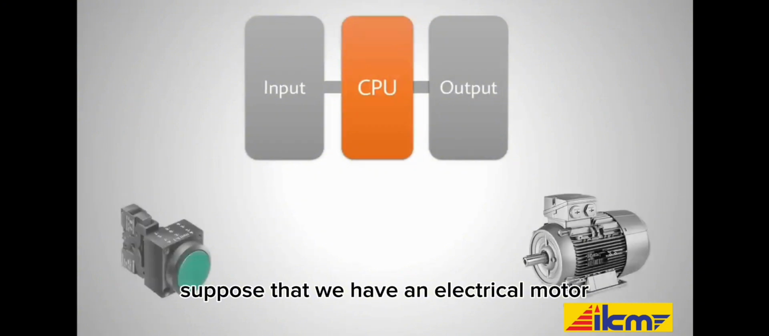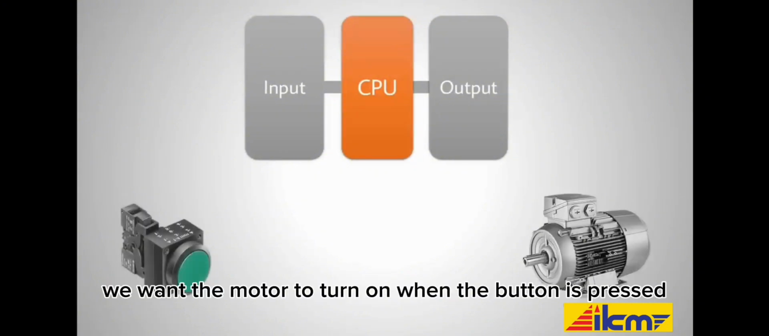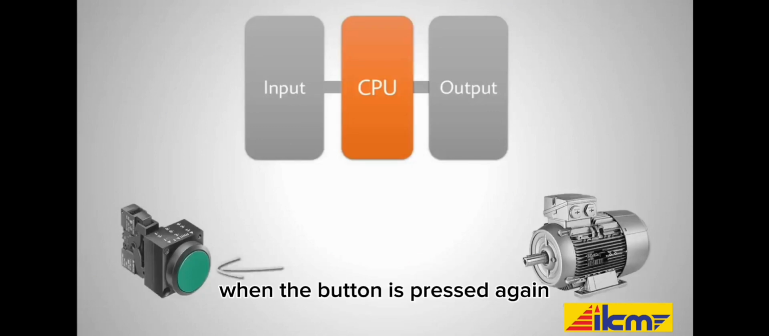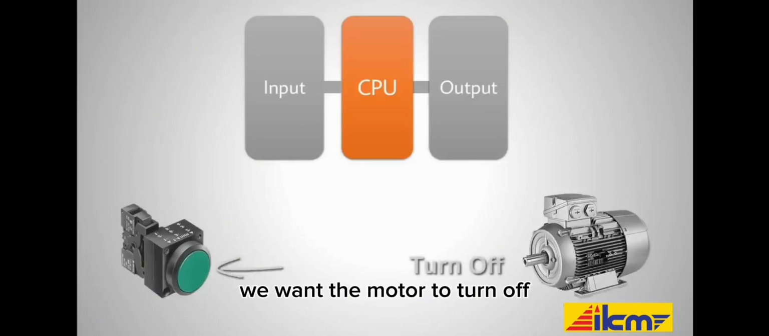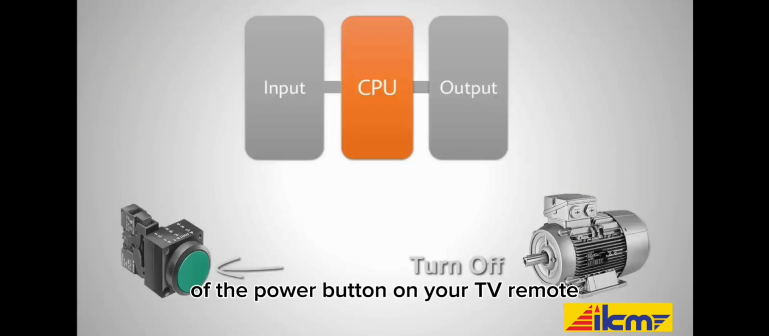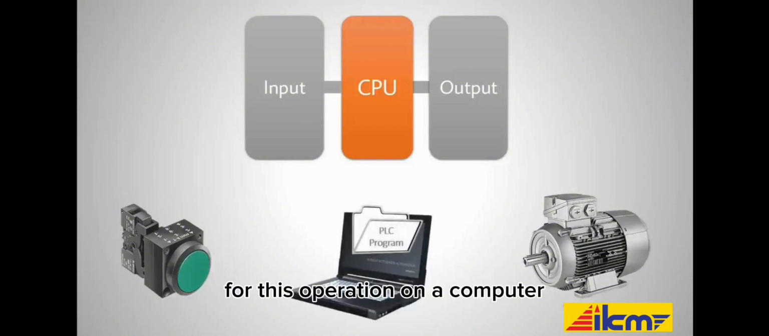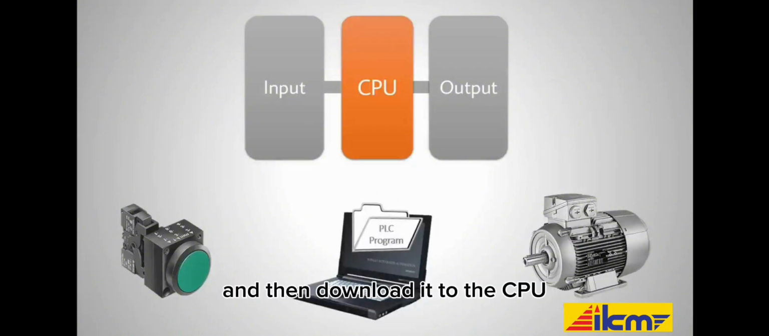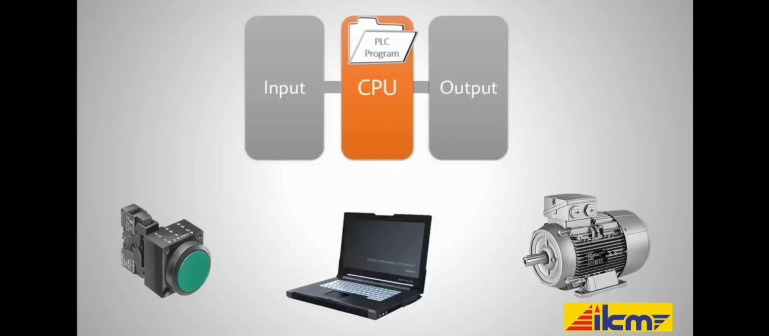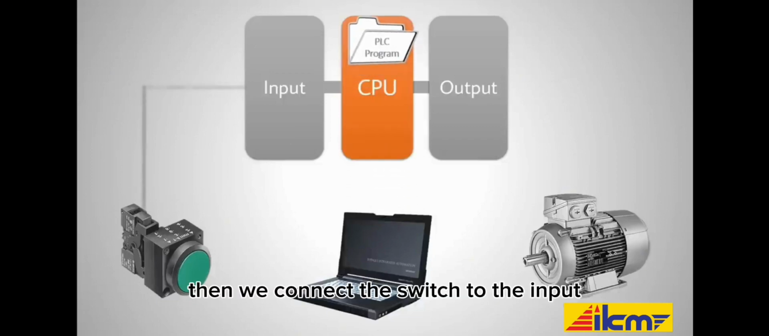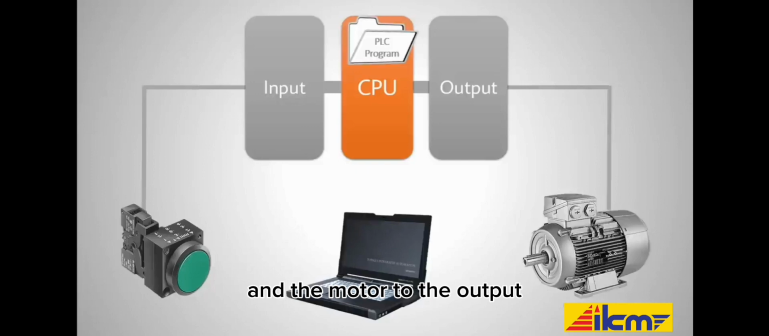Suppose that we have an electrical motor and a push button. We want the motor to turn on when the button is pressed. When the button is pressed again, we want the motor to turn off. This function is similar to the power button on your TV remote. To do this, we must first write a program for this operation on the computer and then download it to the CPU. Then we connect the switch to the input and the motor to the output.